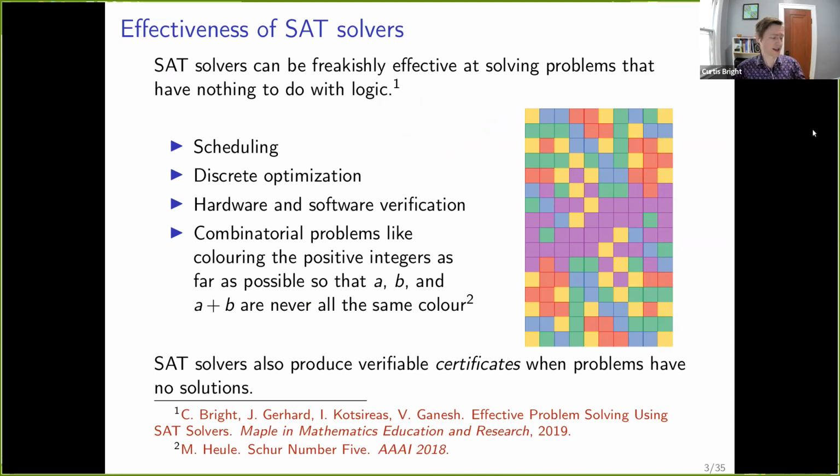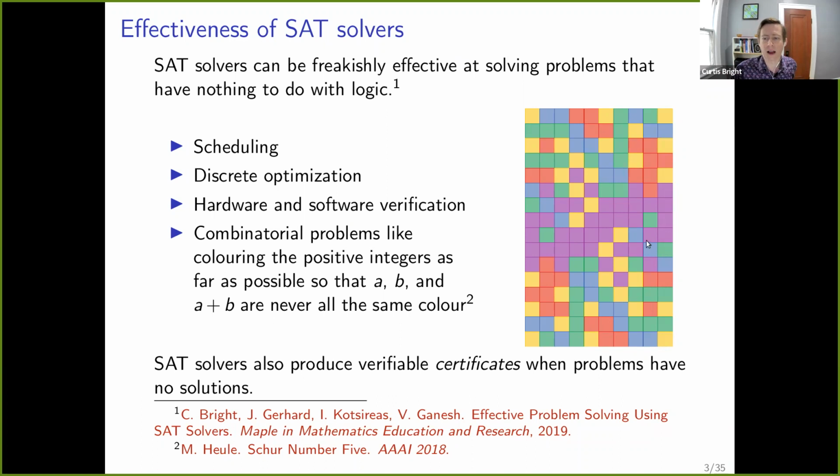So I started working in SAT around 6 years ago, and I was just astonished when I learned that there are problems which have nothing to do with logic, industrial problems, for example, in hardware and software verification, where the best known way of solving the problem is to reduce it to a SAT problem. Absolutely astonishing.